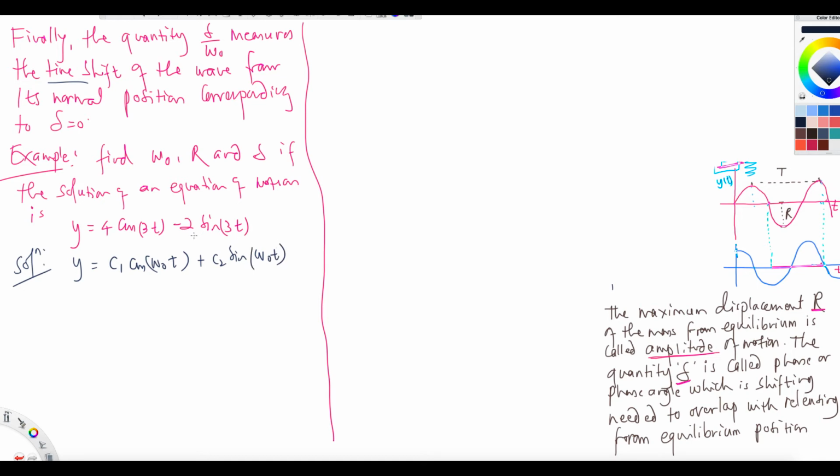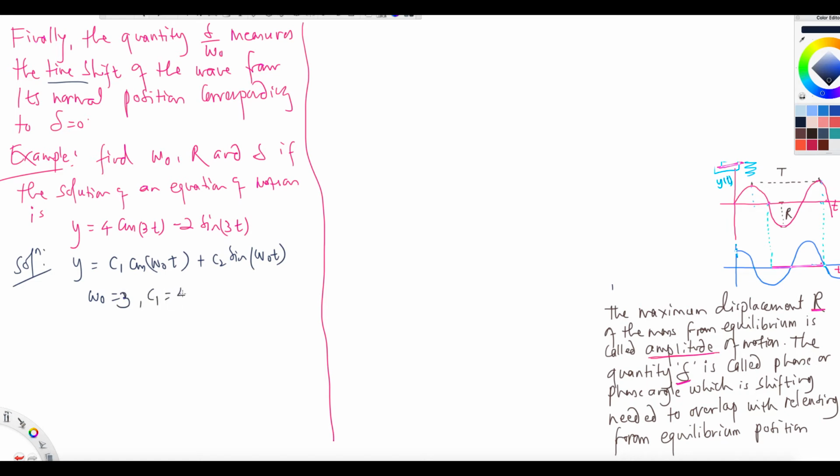So what is the value of omega 0 here then? If you compare, you get omega 0 is 3, right? So what is c1?